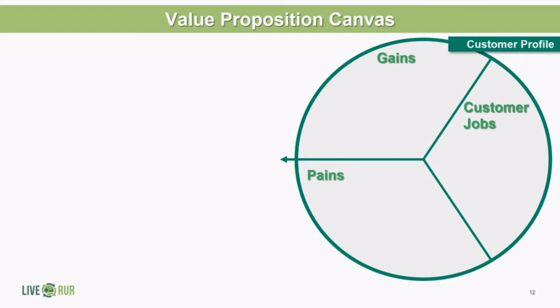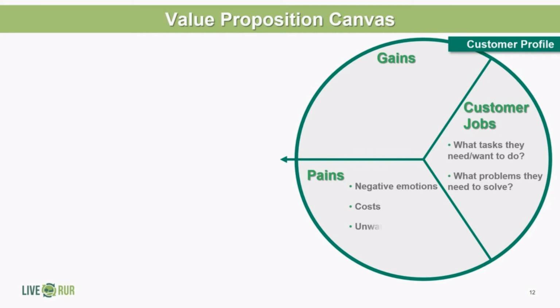We start by listing customer jobs, that is, the problems they need to solve and the tasks they want to be performing. We then highlight the pains they may encounter or the negative outcomes they want to avoid when performing those jobs. And finally, we list the gains or the positive outcomes they hope to achieve.